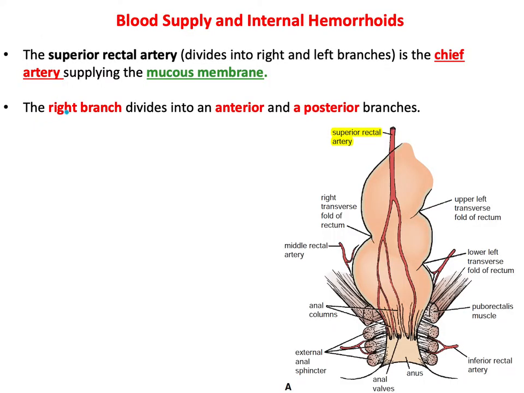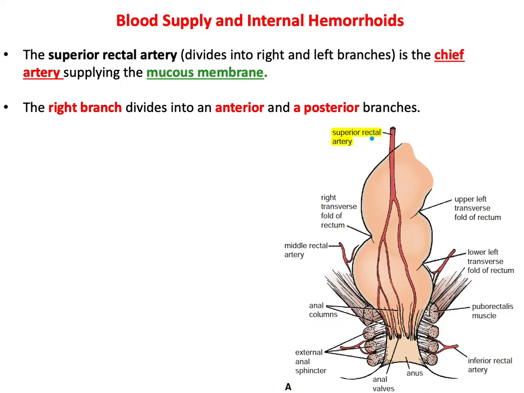Shift back again to talk about the internal and external hemorrhoids. And to understand the external and internal hemorrhoids, we have to understand the blood supply and the venous drainage, which is most important.